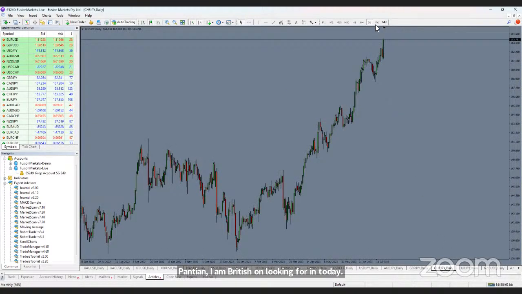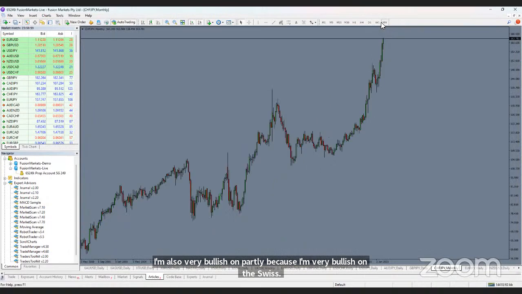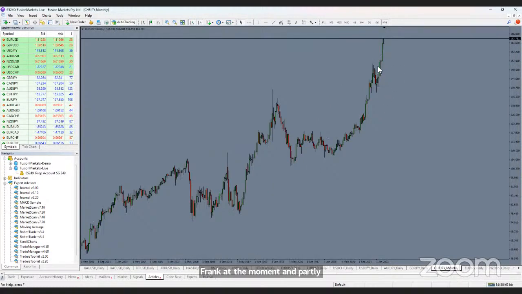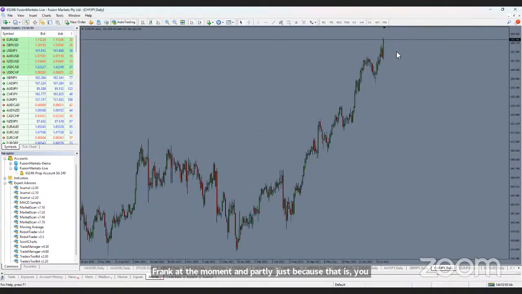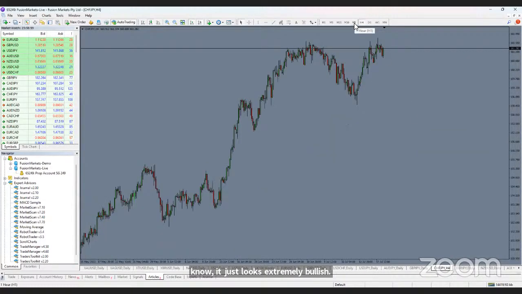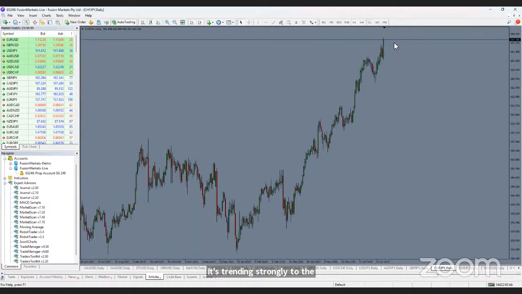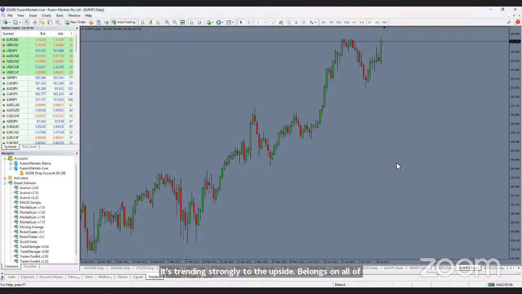Swiss yen I'm also very bullish on, partly because I'm very bullish on the Swiss franc at the moment, and partly just because it looks extremely bullish. It's trending strongly to the upside. I'm looking for longs on all of the intraday timeframes here at the moment, unless there's an intervention on the Swiss franc.